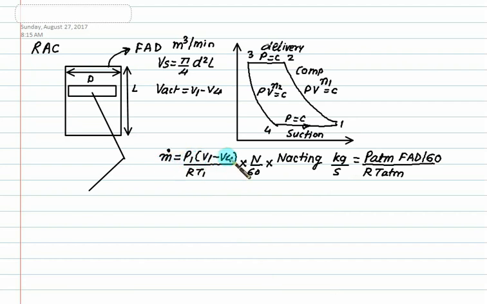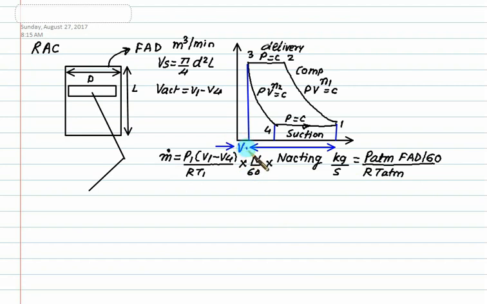So m dot is called the mass quantity, given by P1 (V1 minus V4) upon R T1. V1 minus V4 is the suction volume, and N by 60 converts it into per second. The number of acting will be single acting or double acting. The other formula for this one is P atmospheric into FAD by 60 upon R T atmospheric. FAD is the free air delivered in meter cube per minute. That is why we divide by 60.